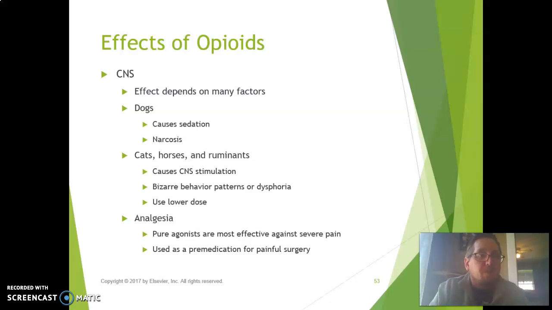So general effects of opioids: it usually is dependent on multiple factors, but there's a general understanding of most opioids that they do cause sedation. At high doses, they can cause narcosis, which is a sleep-like state. Refer to chapter 1 in your book for that. Cats, horses, and ruminants can have CNS stimulation and bizarre behavior patterns like dysphoria. There is such a thing in cats called morphine mania, and generally speaking, we can lessen these effects by using a lower dose. Analgesia, there's that pure agonist again. They are absolutely the most effective against severe pain, and they're used predominantly as a pre-medication in painful surgery, which most surgeries are, so this is one that doctors reach for a lot.